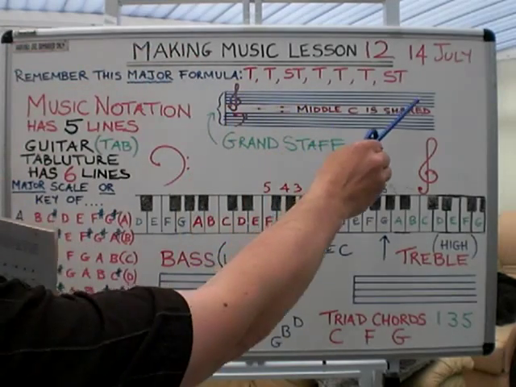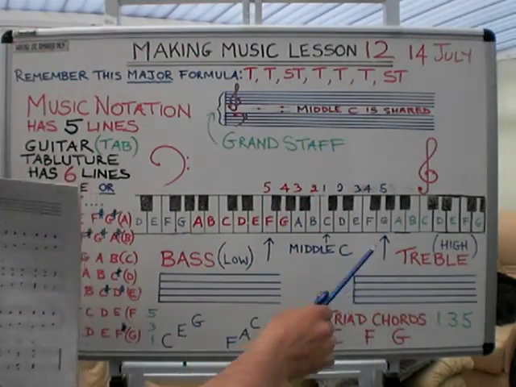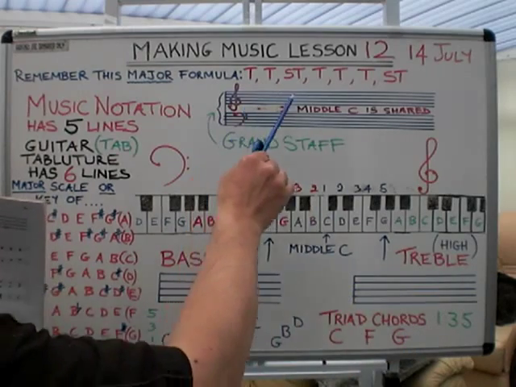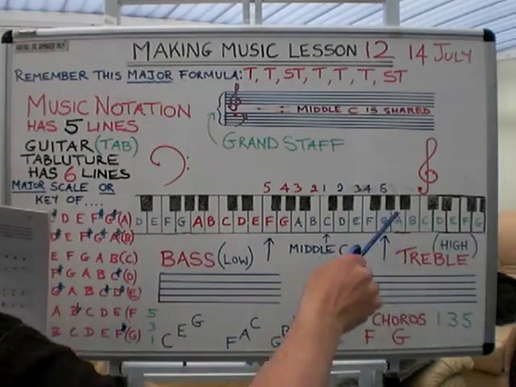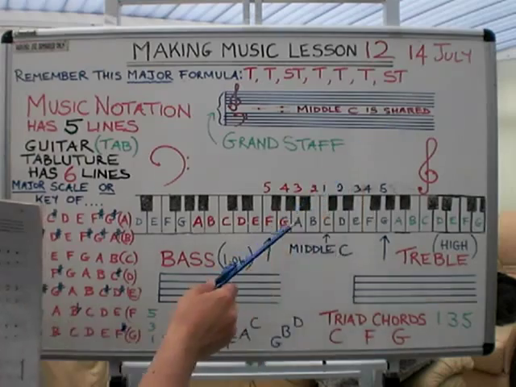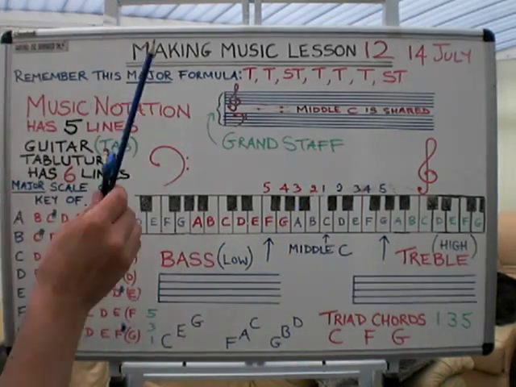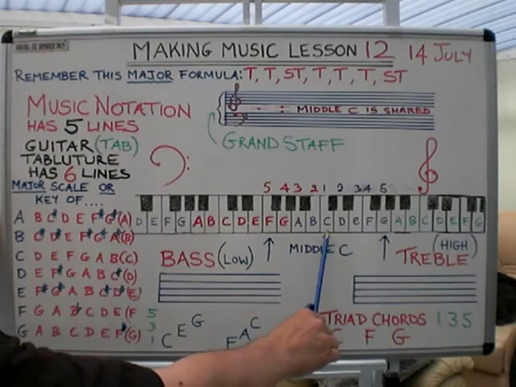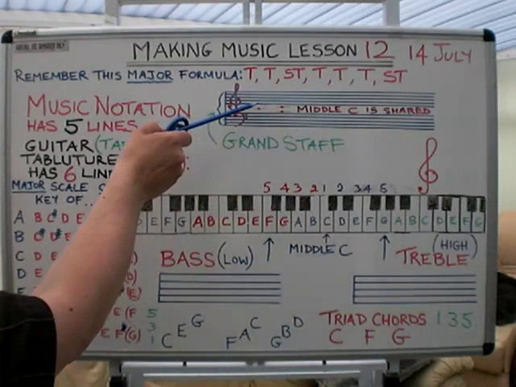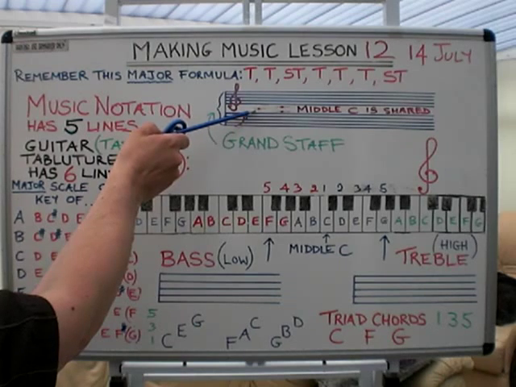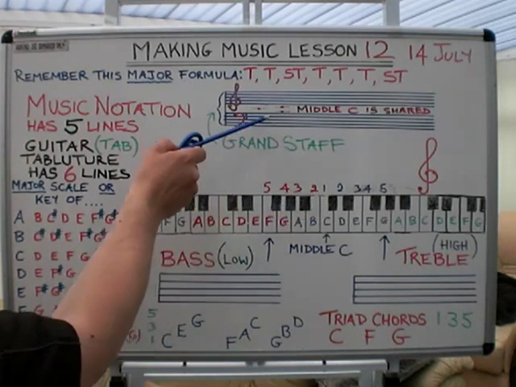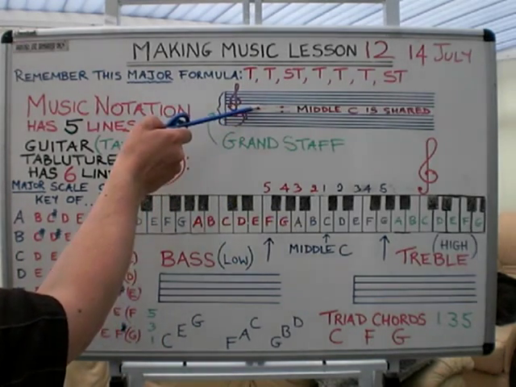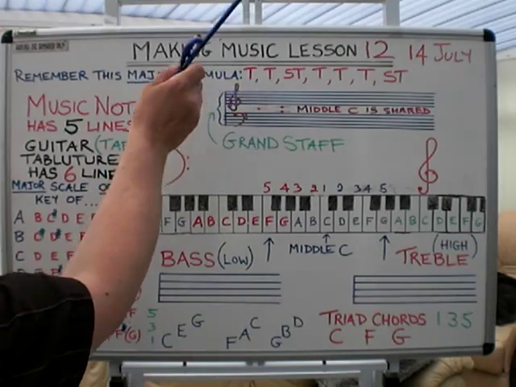The top one is called treble. This is for your higher notes on a piano. And the bottom one is for your lower notes. Now the dividing line between the 2 on a piano is your middle C here. And that is written here. So we could go C in between, D, E, F, G, A, B, C, D and so forth up.